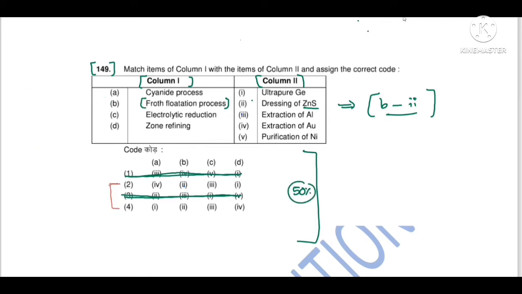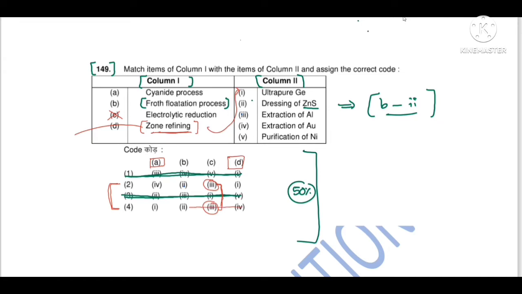Okay, now let us closely observe options 2 and 4. Here C matches with 3, and in option 4, C also matches with 3. Here we conclude that there is no need to verify the electrolytic reduction, because both options contain the same C answer. We know that zone refining is also well known to us, so I go with zone refining. Here zone refining is used for the ultra purification of germanium. That means D matches with 1. Here D matches with 1, but in option 4 D matches with 4.